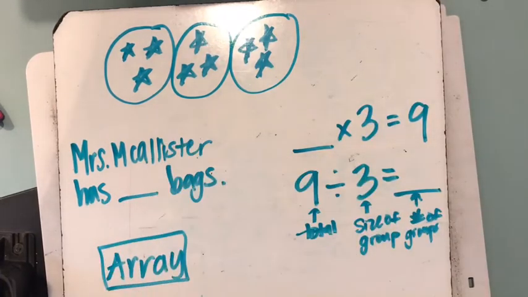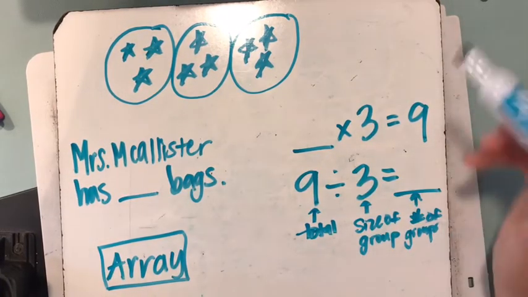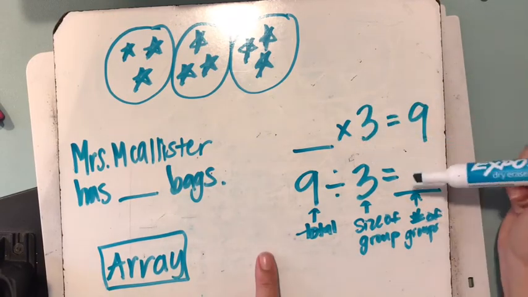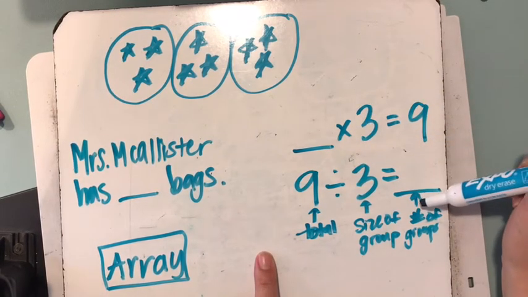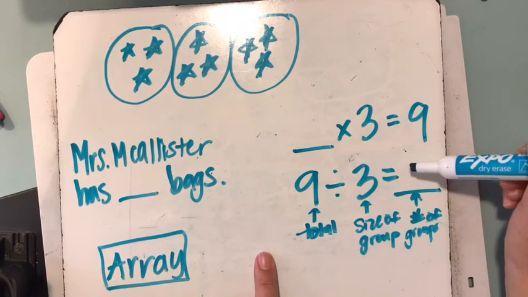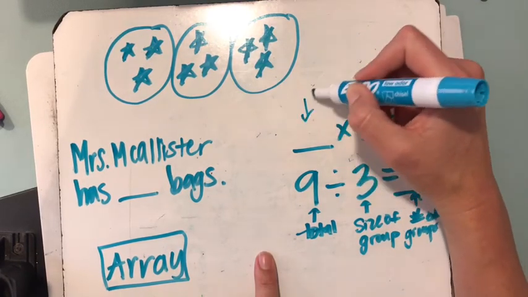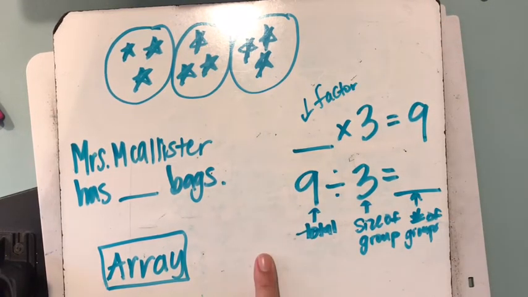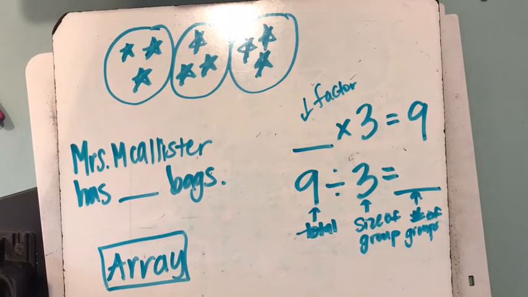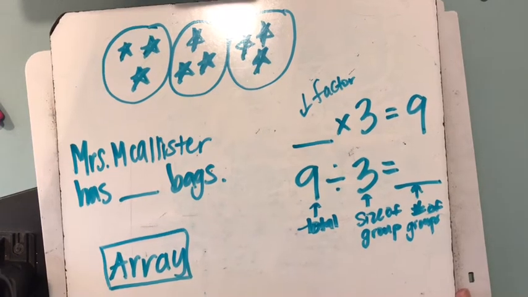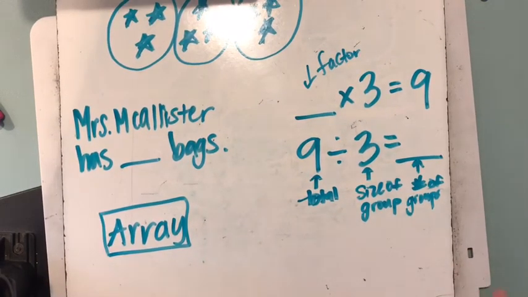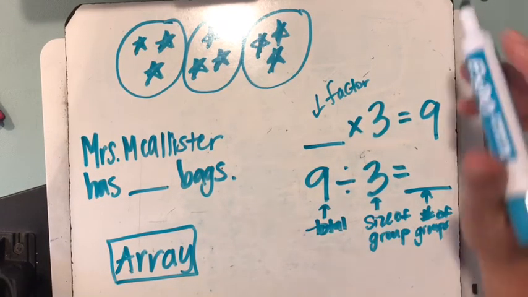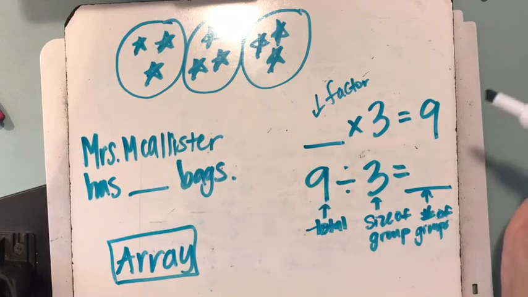So go ahead and circle those, and then this is where I want you to do it on your own, right? I want you to figure out what is the number of groups, that is our unknown here, and what is the factor here. Okay, so this is also the number of groups, right? And then I want you to draw an array for this equation. So down here, draw an array. So go ahead and pause the video and try that out, and see if you can figure out how many bags I need.